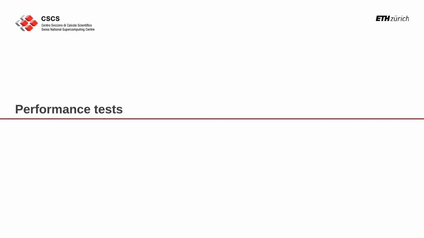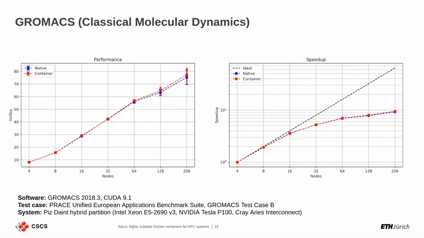Coming back from the demo, I'd like to present the results of some real-world application tests comparing native and containerized application on the Piz Daint system at CSCS. The first test is done with Gromacs, which is a classical molecular dynamics application. The test case is test case B from PRACE's Unified European Application Benchmark Suite. We ran up to 256 nodes, and you can see the container data in red and native data in blue, and the performance profile keeps pretty consistent across node counts, with the container even edging a little bit higher at the highest node counts.